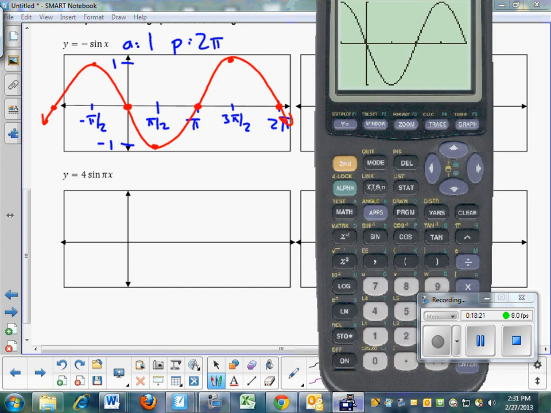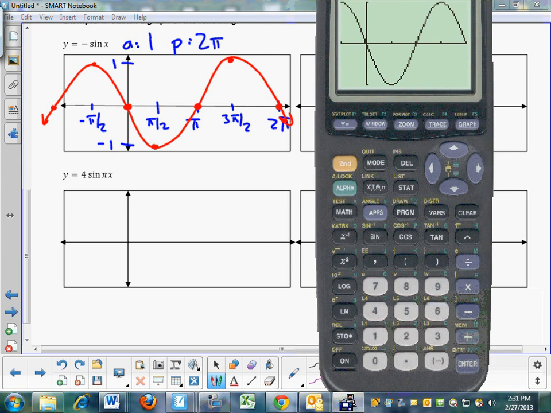Are you working in degrees? You need to be working in radians. Are you sure? Okay, if you hit go to, it's going to take you to your window and help you figure that out. You got a minus sign instead of a negative sign. So go over there and hit negative. There you go.